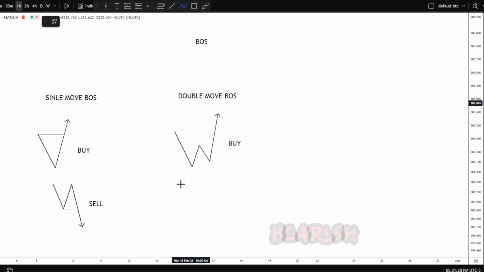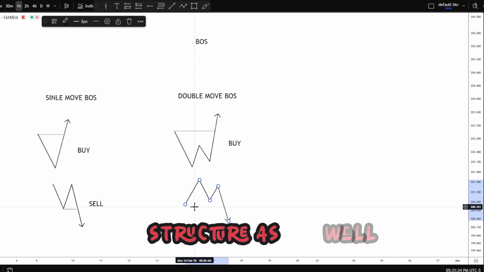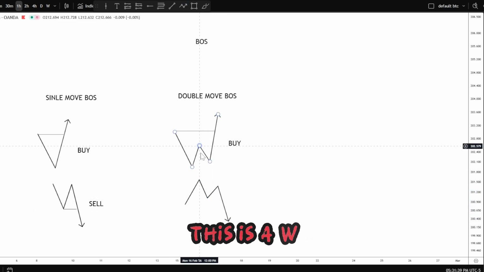So we have the bearish double move break of structure as well. This is like an M pattern. You get an M pattern. This is a W, this is an M pattern.